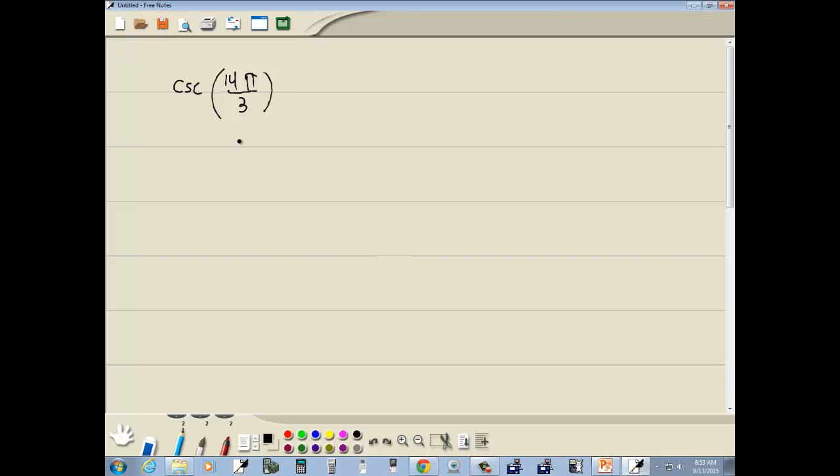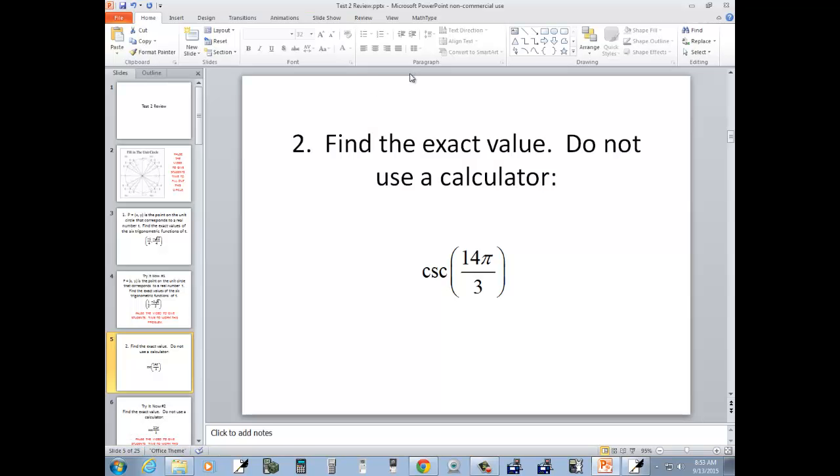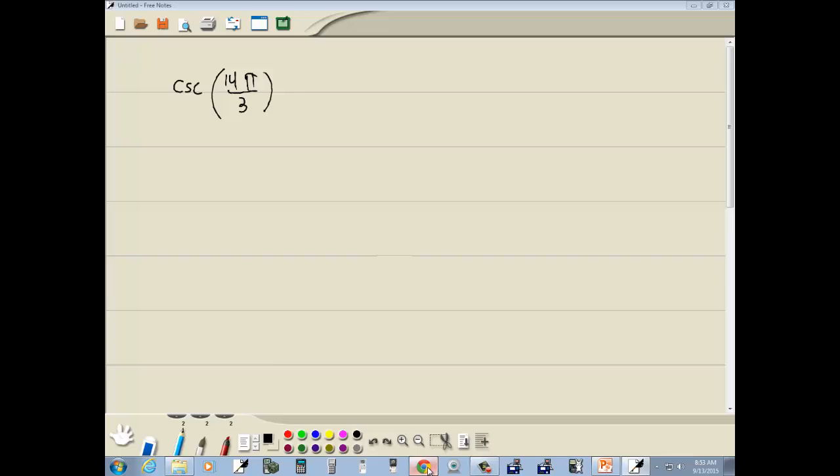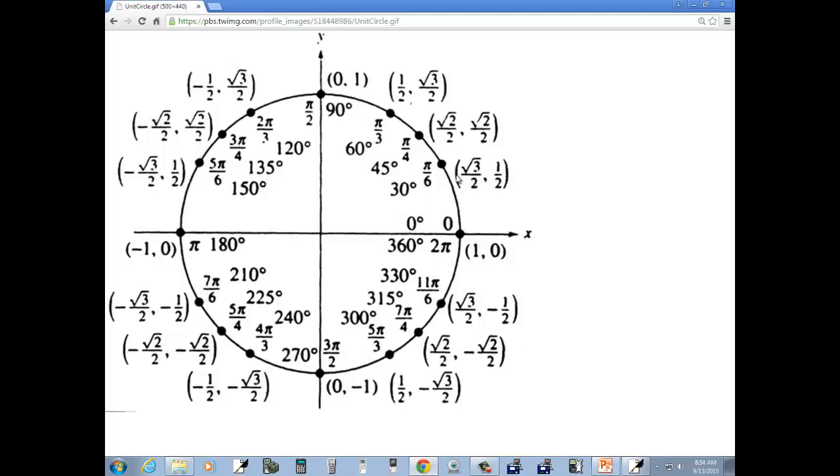Now 14 pi over 3. We want to find the exact value. For 14 pi over 3, as I look around my unit circle, I don't have a 14 pi over 3 on my unit circle.